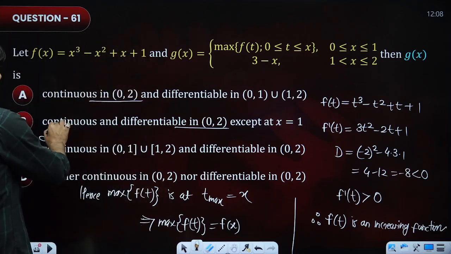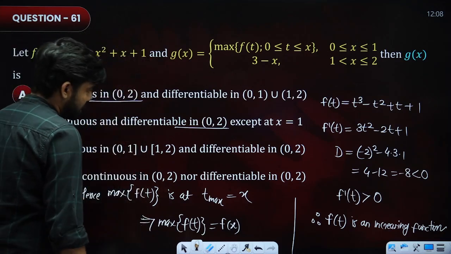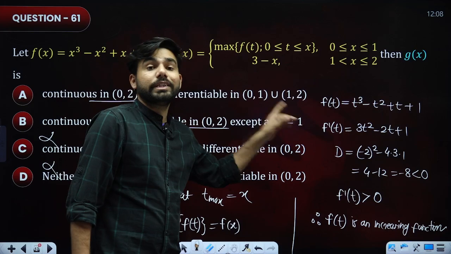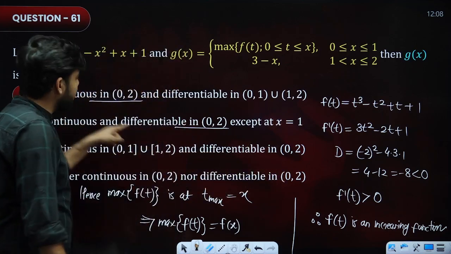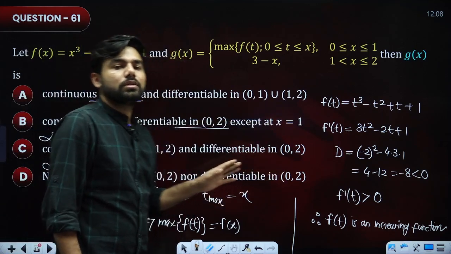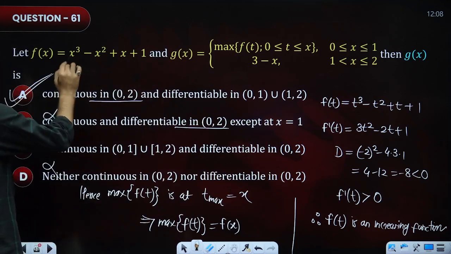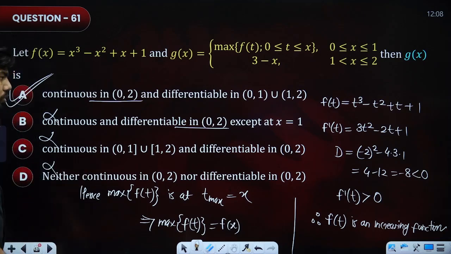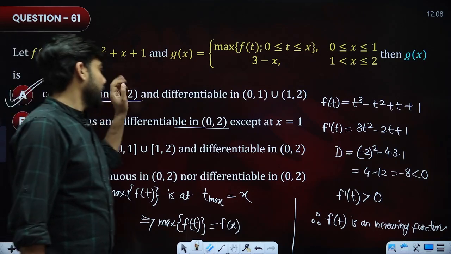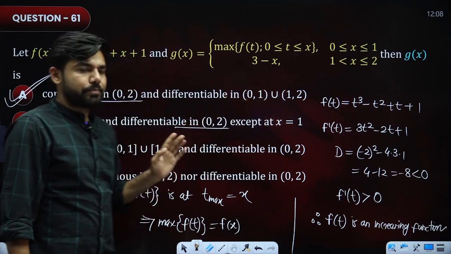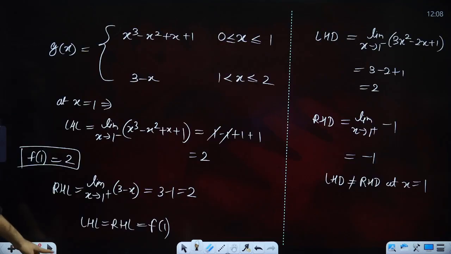So here it is continuous and differentiable in 0 to 2 except at x equals 1. That means it is not continuous at x equals 1, correct? So option B is also incorrect. Option A is the correct answer: continuous in the whole interval 0 to 2, and differentiable in 0 to 2 but not at 1. So option A is the correct answer.